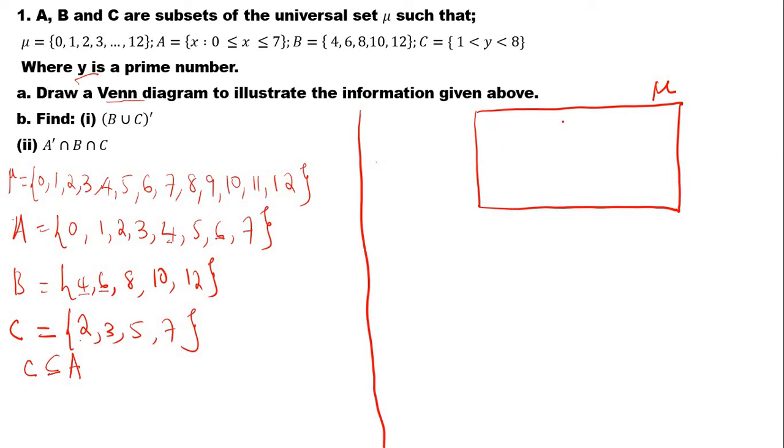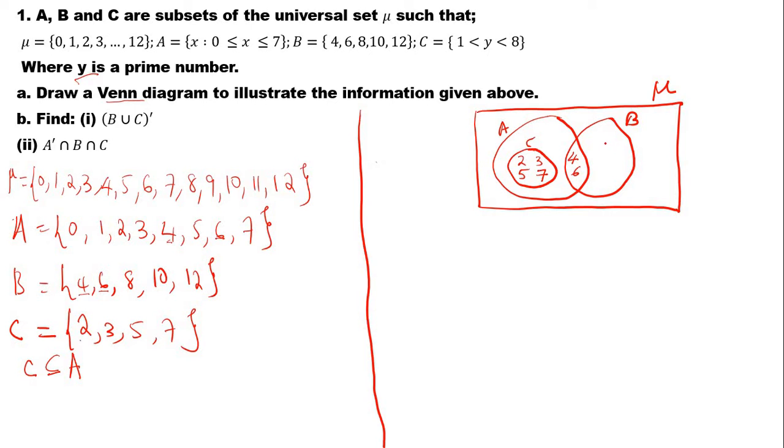So I'm going to have to draw my A to be a bit big so I can have my C in it. Remember the subset? So this is my C, this is my A. Now I'm going to join my A and B because they are having 4 and 6 in common. Okay, let me start with the subset. C, 2, 3, 5, 7. So here I have 4 and 6 common in A and B.